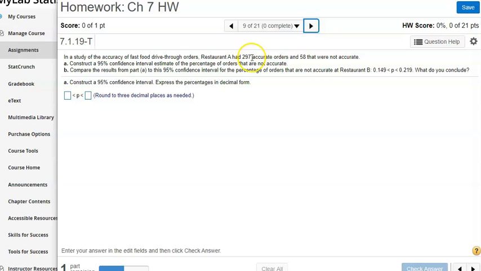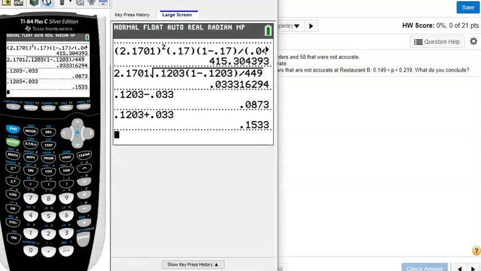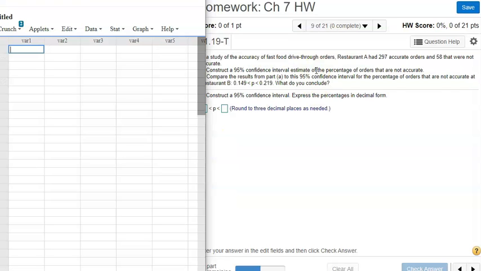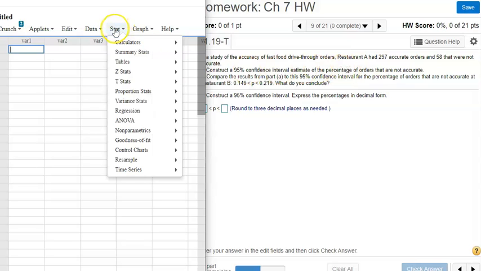For this one, we've got 297 accurate orders and 58 that were not accurate. So actually here they're not giving you a total sample size, they're giving you the 2 different results. That means when you go to StatCrunch and put this in, you're going to have the total sample size, and that's just going to be these 2 numbers added together. If I'm going to do this in StatCrunch, since it says I'm estimating a percentage, the procedure I'm going to use is the proportion stats.